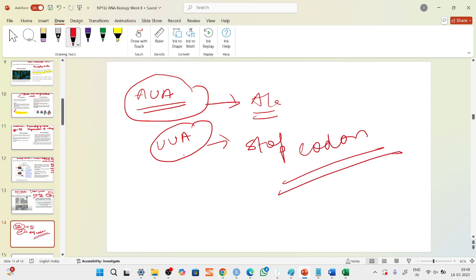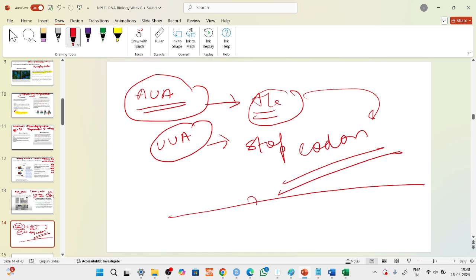So what has happened here? A particular codon has been mutated in such a way that now it became a stop codon. Suppose this is the mRNA and here there was AUA. Now this AUA changed and it became UUA. Since it became a stop codon, the machinery will get the instruction that a stop codon has come and we have to stop the translational machinery. So your protein synthesis will stop right here.